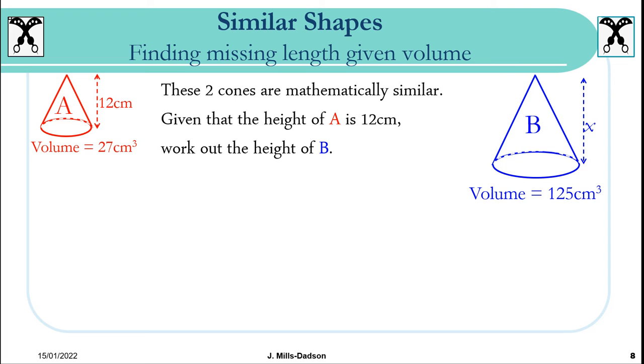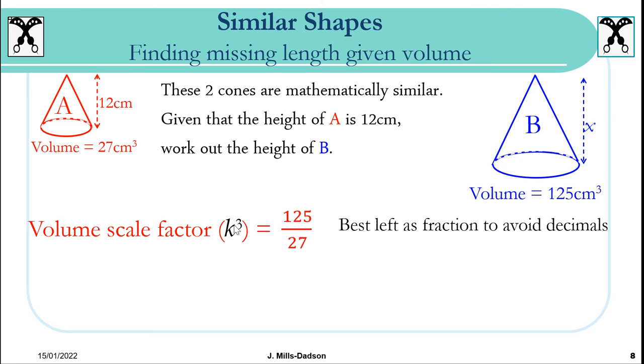Now, here is where we have lengths and want to work out volume. So we have to find missing lengths given volume. We have a volume of A, 27 cm cubed, a volume of B, 125 cm cubed, a height of A, 12 cm, and the height of B is what we are supposed to work out. So we start by working out our scale factor. What are the two known units that we have? It is the volume. The volumes are the two corresponding units we have, so we work out the scale factor using the volume. And that is K cubed because we worked it from volume.